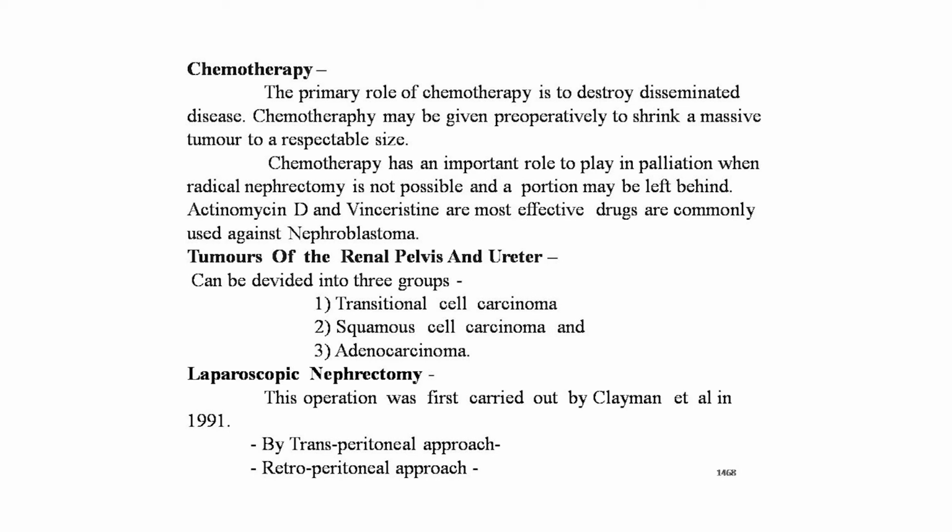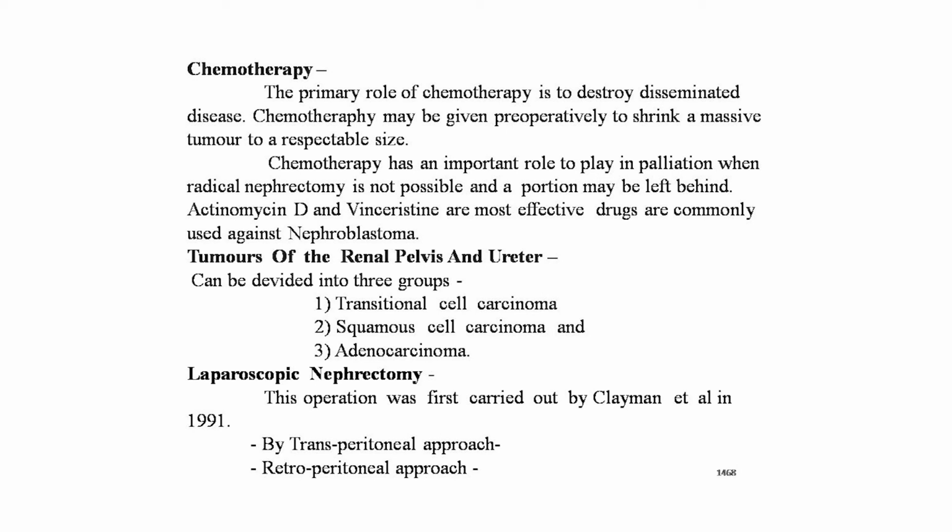Now the next point is the laparoscopic nephrectomy. This operation was first carried out by Clayman et al. in 1991. The procedure is a complicated one and should not be undertaken by the inexperienced laparoscopist. Indication: this technique is probably most useful for the removal of a burnt-out glomerulonephritis or pyelonephritis kidney, the burnt-out stone kidney where there has been perinephric inflammation.